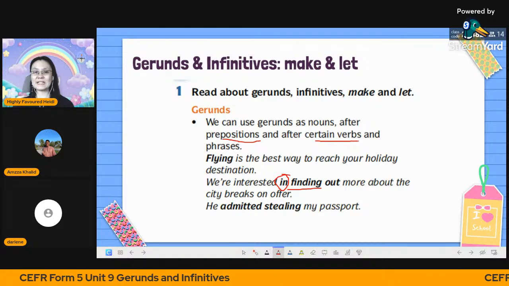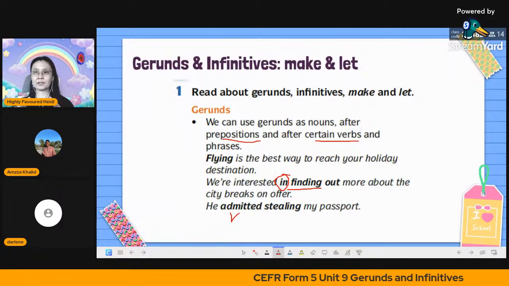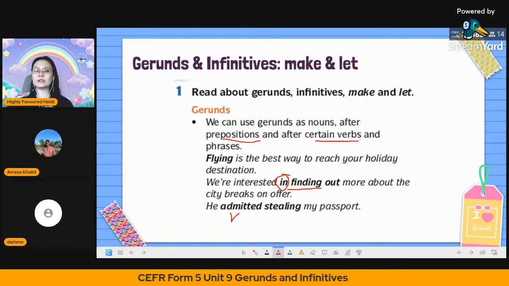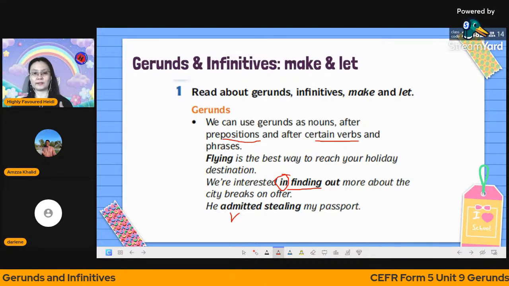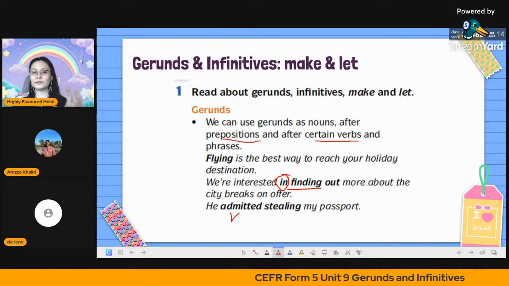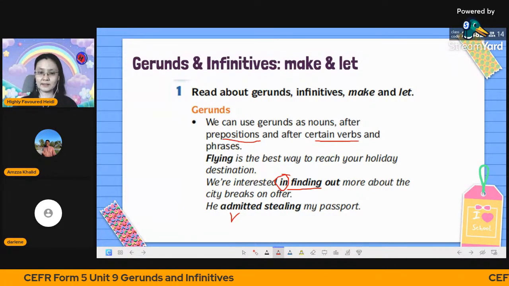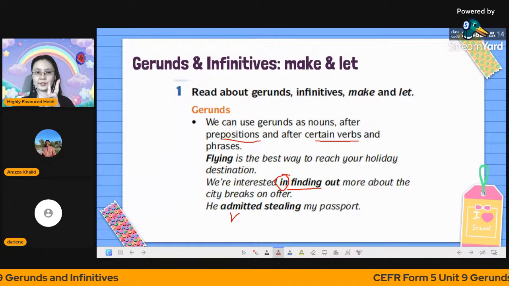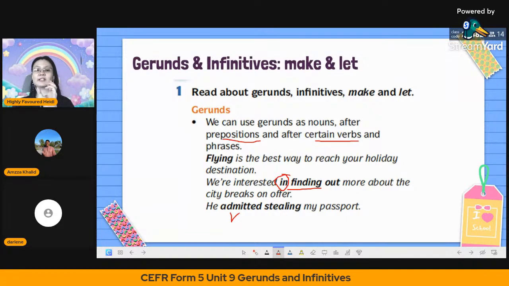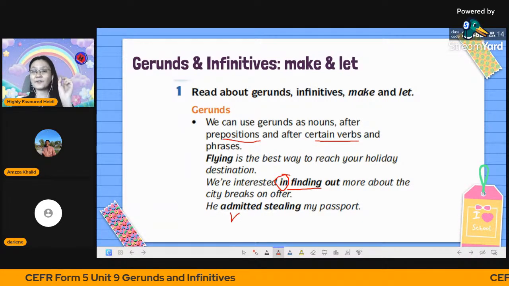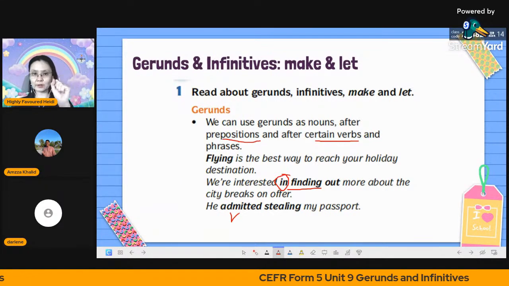So it's like he admitted. This is a verb, kata kerja. Admitted stealing. Dia bukan tengah mencuri. It's like he admitted he is the one that stole the thing. Stealing is already a noun. It's no longer the time where he's stealing it. So these are the things you need to remember: one is right in front, another is after a preposition, another type is after a verb. If it's new to you, don't worry. You just absorb as much as possible.